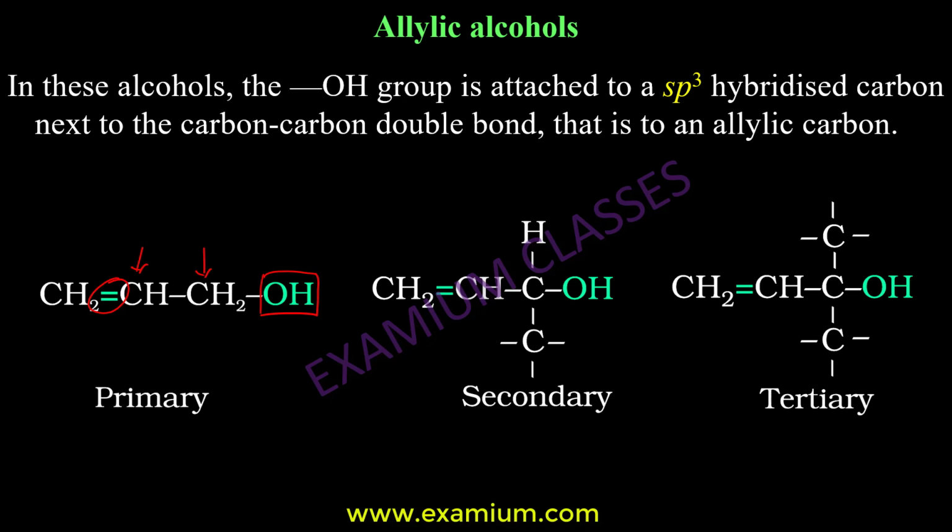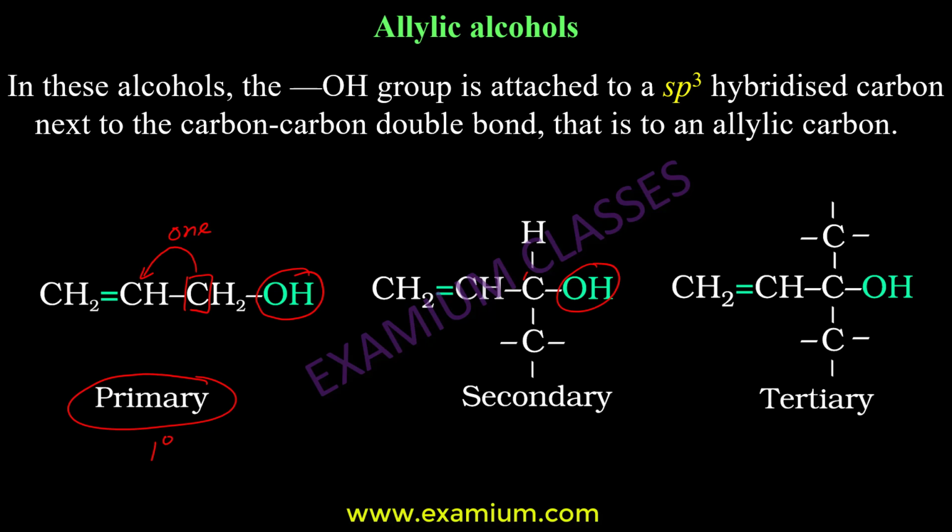Now, why are all of these allylic alcohols? Still they are different because they are primary, secondary and tertiary alcohols. How do we identify that? If we say it is a primary alcohol, primary itself means the carbon which is attached to the functional group here is attached to how many carbons? So this carbon is attached to only one carbon, it is primary.